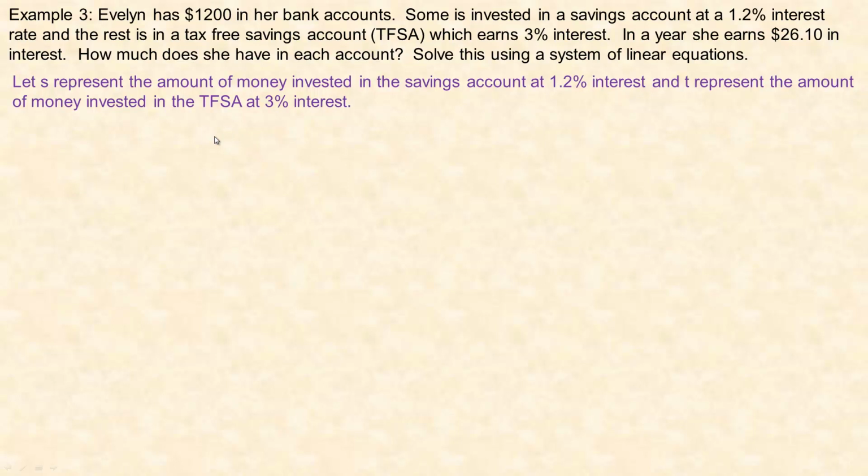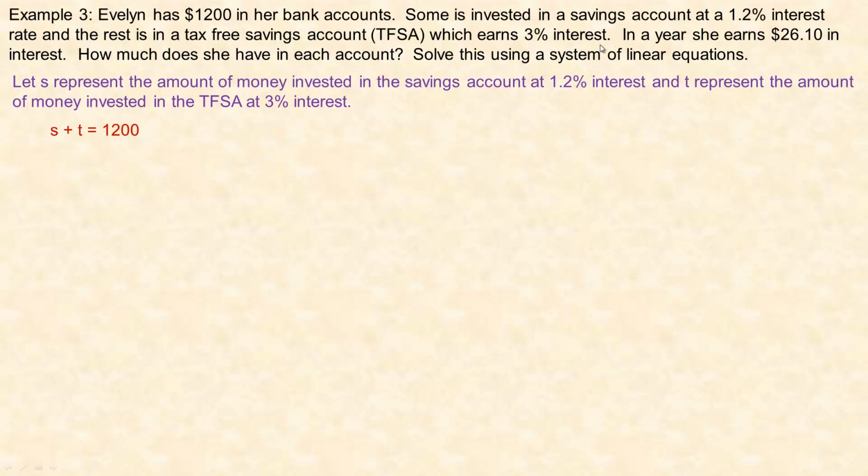So there's a total amount equation, just like there were in the first two examples. The two amounts of money together have to add to $1,200 because this first sentence says Evelyn has $1,200 in bank accounts. So that sentence in mathematical terms is S plus T equals 1,200. That says the same thing as Evelyn has $1,200 in her bank accounts. So the two amounts have to add to 1,200. So that's the total amount equation.